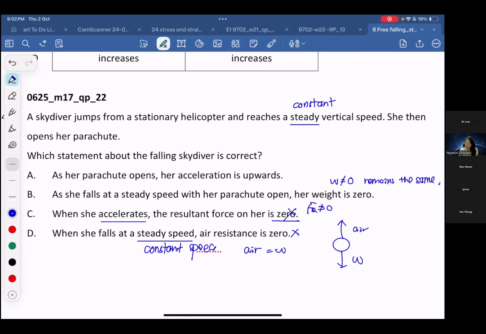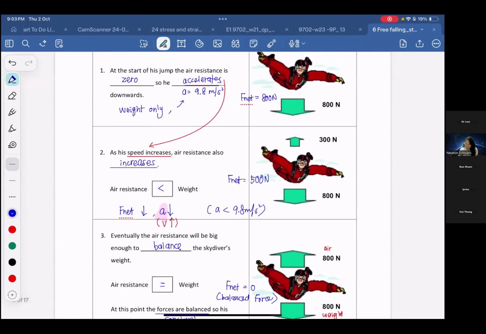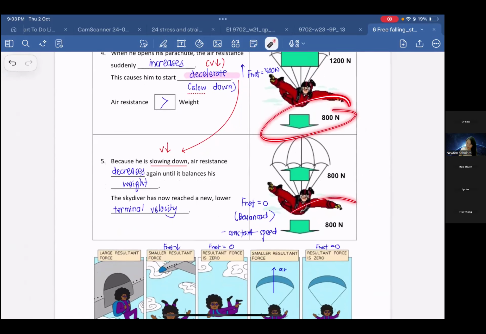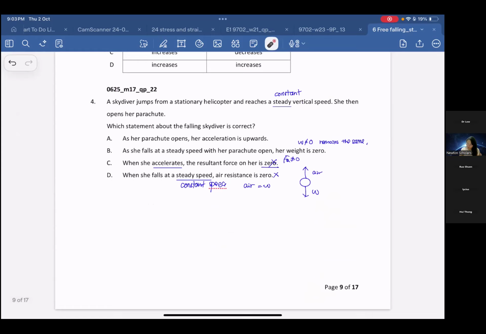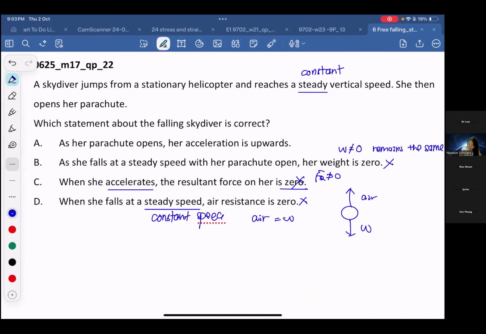Get it? So if you go back to all this diagram, from starting to ending, the weight is 800, 800, 800. The weight never changes. W equals mg. The mass doesn't change. Your g on earth is 9.81, sorry, 9.8. In A level it is 9.81, in O level it is 9.8. So it's the same. It won't become 0. So this one is also wrong. This part is wrong. The only answer is A.